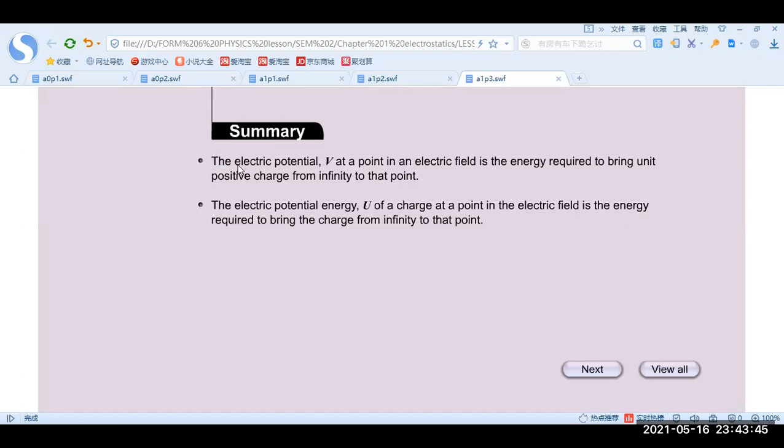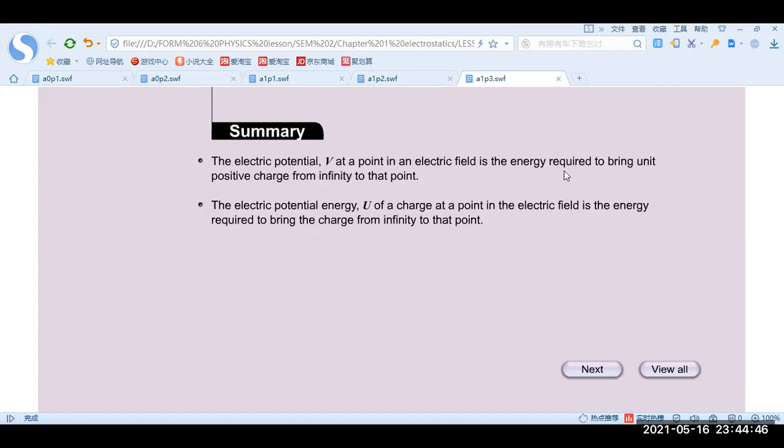Ladies and gentlemen, look here. Electric potential is V, and electric potential energy is U. So what is the difference? Let's look at the definitions. Both say at a point in the electric field, the energy required to bring a charge from infinity to that point. The difference is to bring a unit positive charge. Unit positive charge means 1 unit of the positive charge.